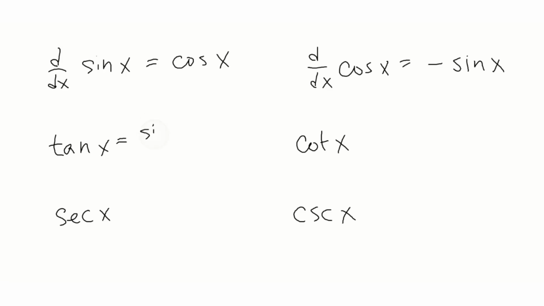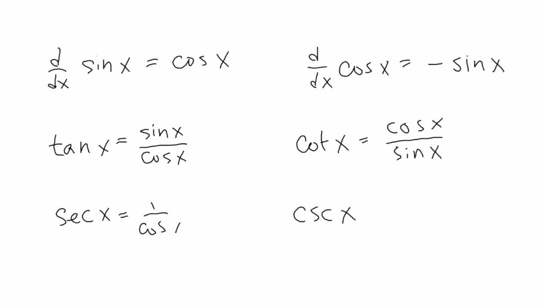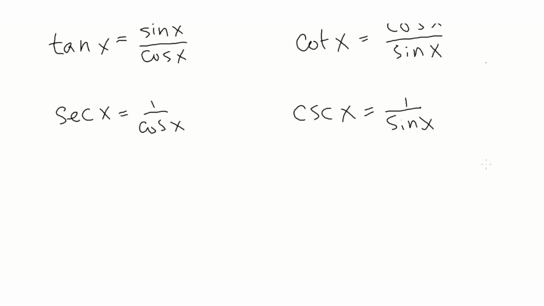Tangent can be written as sine divided by cosine. Cotangent is cosine over sine. And secant is 1 over cosine, and cosecant is 1 over sine. Let's consider tangent, which we can write as sine over cos.